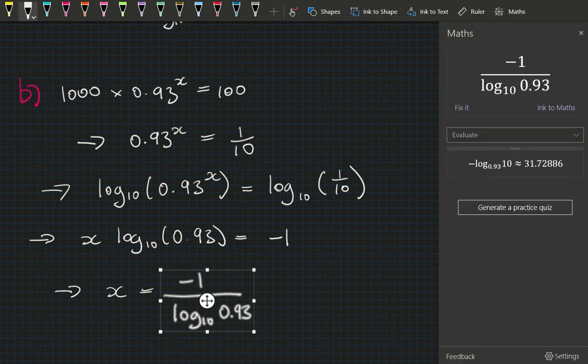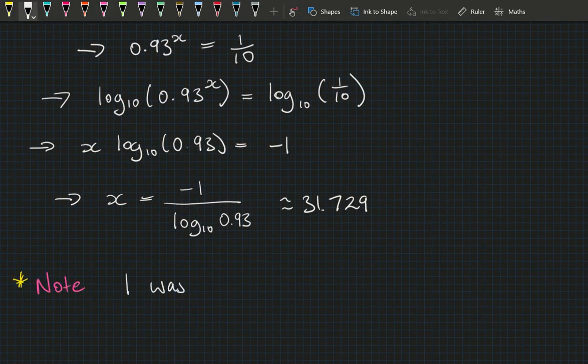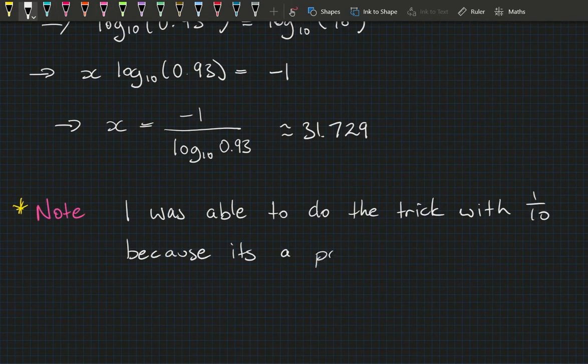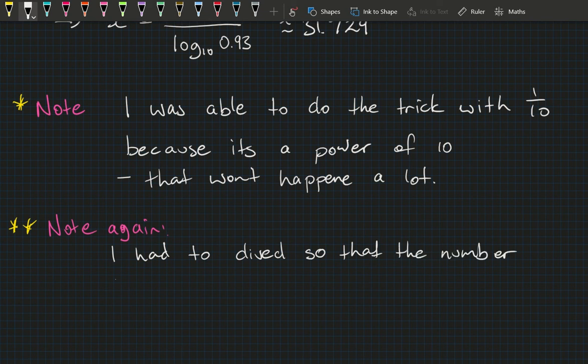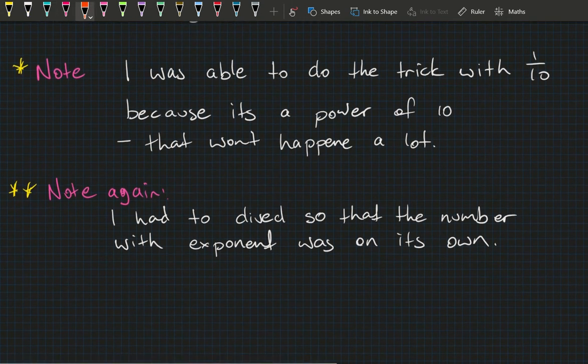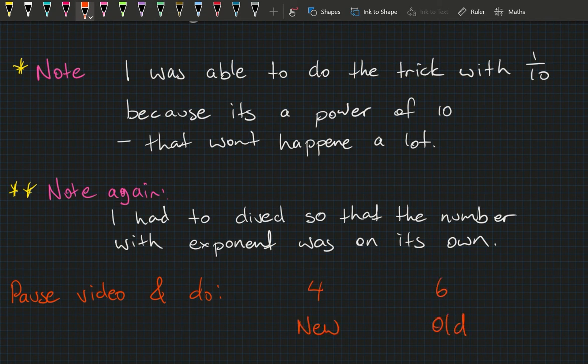Let's see if the calculator will do that one for us. Okay, let's evaluate. Notice that they do a lot of little tricks there, but they are answering the question I've put in. So that's around about 31.729. Now just note that I could do that trick with 1 on 10 because it's a power of 10, and don't expect that to happen a lot. Also note again, as I said in the last section, that I had to divide in part B so that the number with the exponent was on its own. Right about now you should pause the video and do question 4 in the new book or question 6 in the old book. Then when you come back, we'll be able to summarize this lesson.